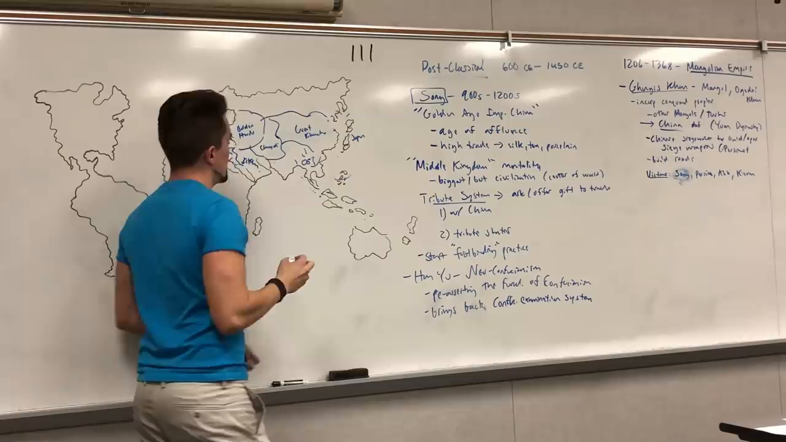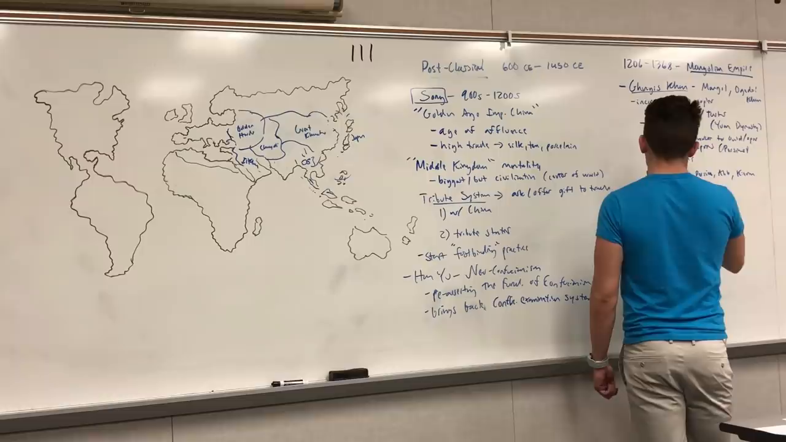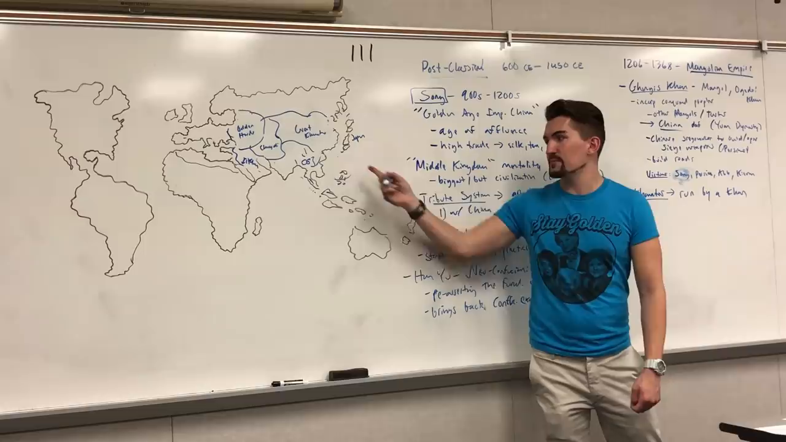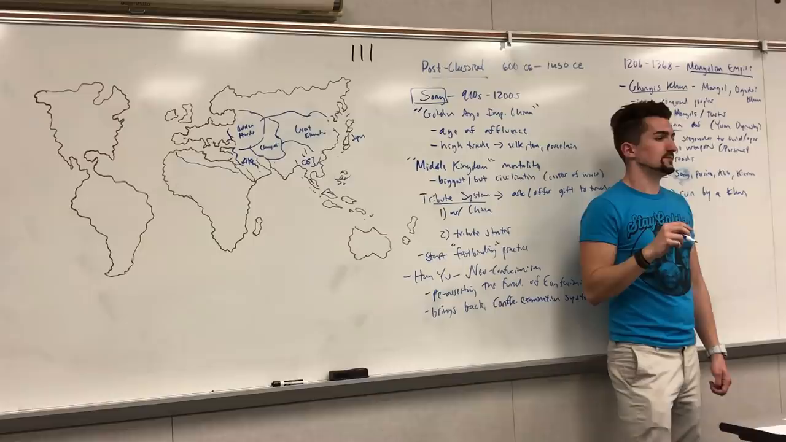So Khanates are a new form of government. These are run by a Khan. Who was the Khan of the major one, the Great Khanate of the Yuan Dynasty in China? You guys remember? Kublai Khan, correct.